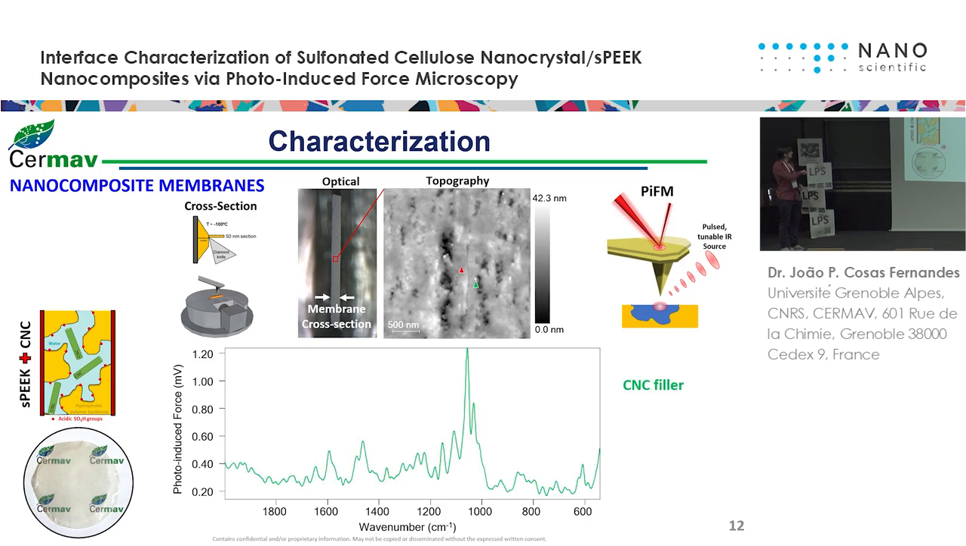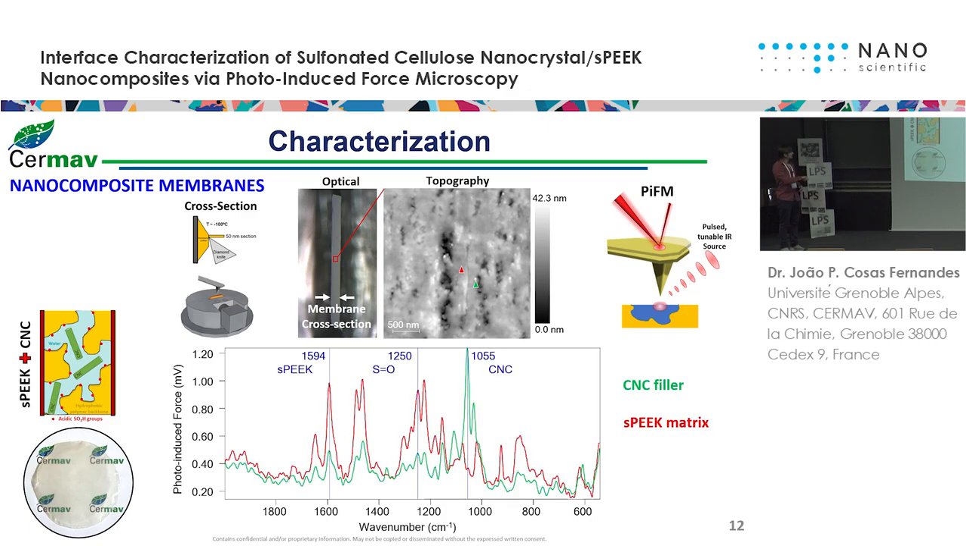Okay, so let's apply this to our membranes. This is our sPEEK CNC without any modification. Rather than doing my analysis on the surface, I wanted to see what happens on the cross-section of this membrane, so I cross-sectioned it with cryo-ultramicrotomy. What you see here is the whole cross-section of the membrane, and we're going to do the AFM in the middle. If I do topography imaging here, I can see some small particles, some cavities and so on, but we don't know what it is.